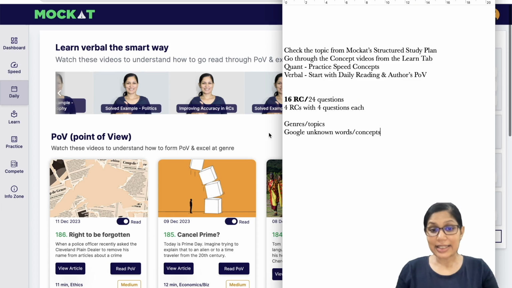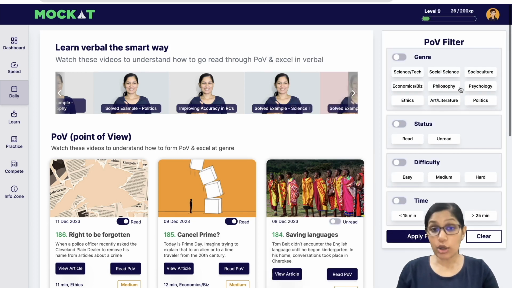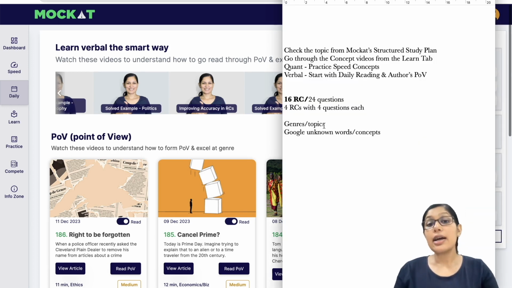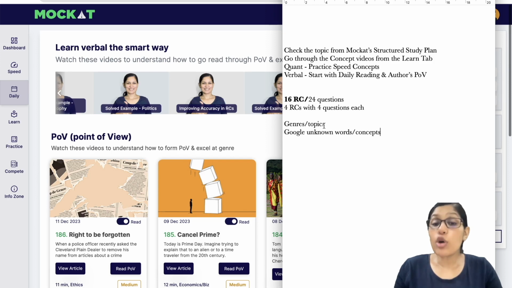What the daily reading does is it gets you comfortable with all of these genres or topics. It'll also improve your reading speed. As you get more comfortable, you'll read faster. You can also Google any unknown words or concepts that you have. So any words you don't know, just Google it, right? And you will get the meaning.